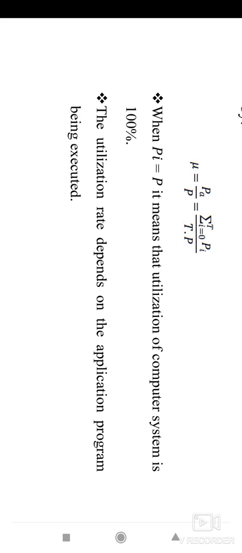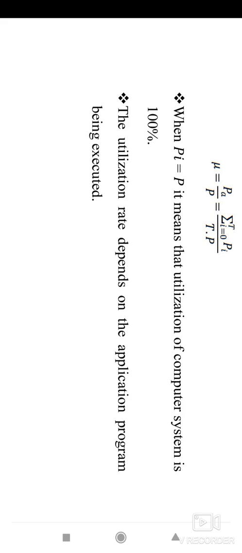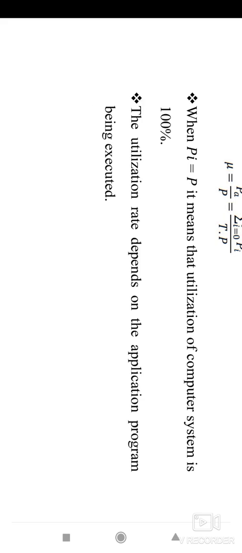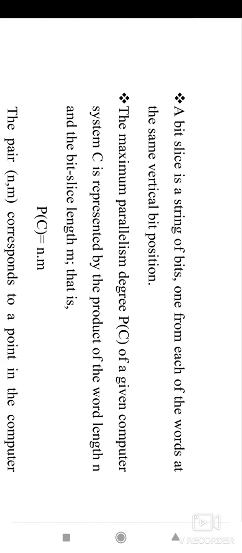So PA by P is equal to summation i equal to 1 to T of Pi divided by T into P. When Pi is equal to P, we can achieve 100% utilization of the computer system. The utilization rate depends on the application program being executed.